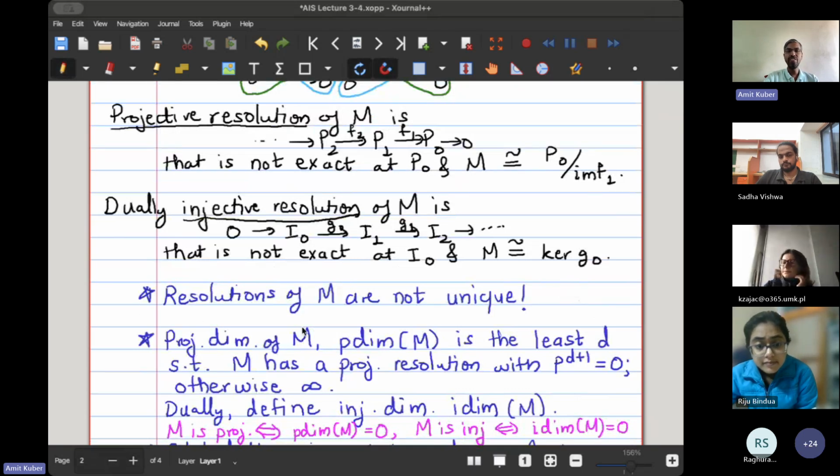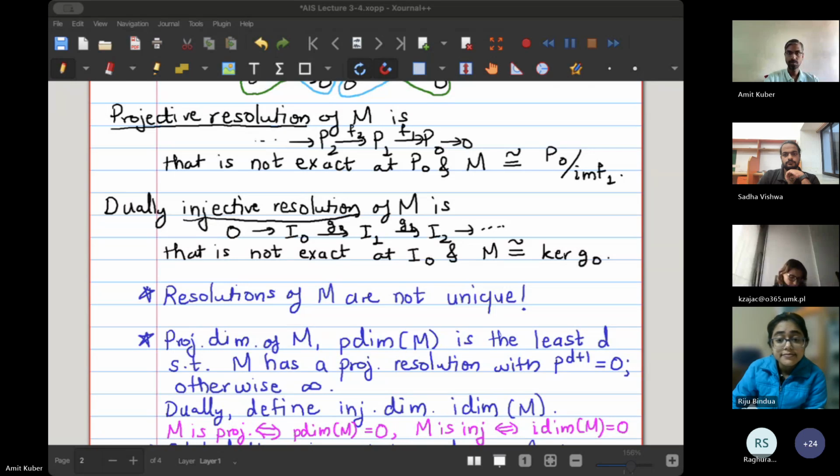So projective dimension of a module, which we write as pdim of M, is the least d such that M has a projective resolution with d plus first term 0. Okay, so it may or may not become 0. If it becomes 0, then you count that last non-zero d. Otherwise, you say it is infinity. And dually, you can define injective dimension.